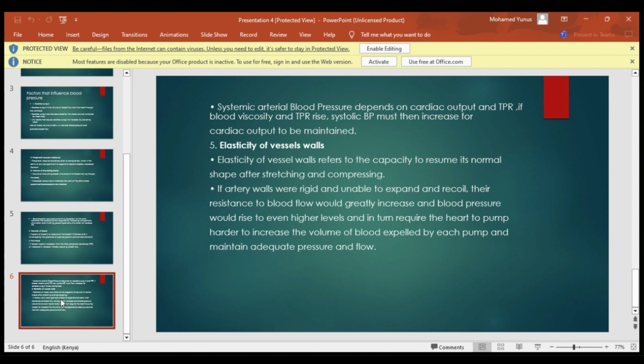The blood pressure would rise to even higher levels and in turn require the heart to pump harder to increase the volume of blood expelled by its pump and maintain adequate pressure and flow. That's all I have for my video today. I majorly focused on the factors influencing blood pressure.